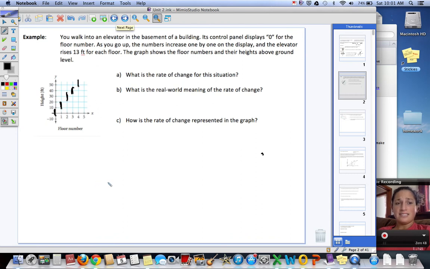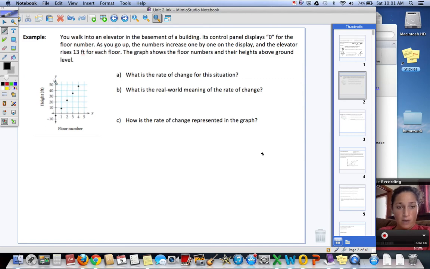Okay, so let's look at this example. You walk into an elevator in the basement of a building. Its control panel displays 0 for every floor number. As you go up, the numbers increase one by one on the display, and the elevator rises 13 feet for each floor. The graph shows the floor numbers and their heights above ground level. So the first thing I want to do is look at this graph.